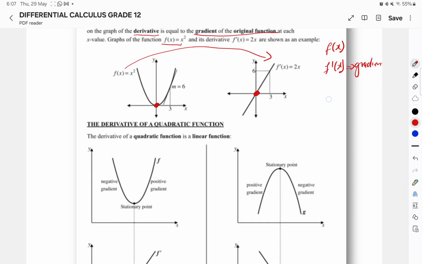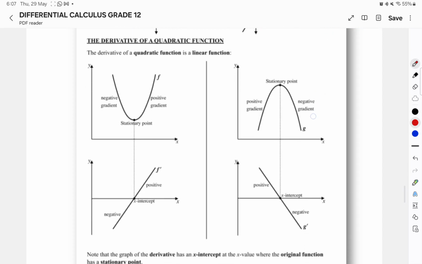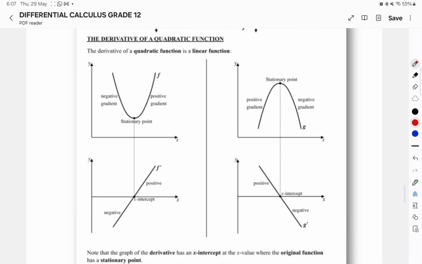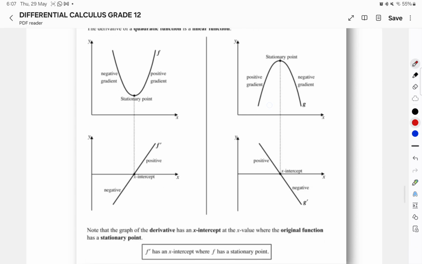Good. The derivative of a quadratic function is a linear function. The derivative of a cubic is a quadratic function. Do you understand? So if this is the stationary point, your turning point, like I said, it will now be the x-intercept of your linear function. Do you understand?